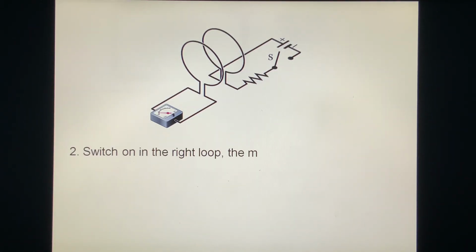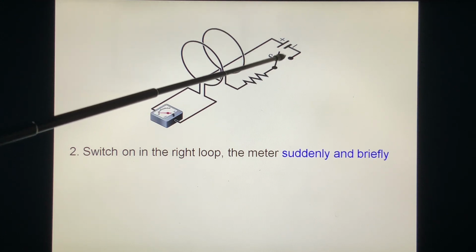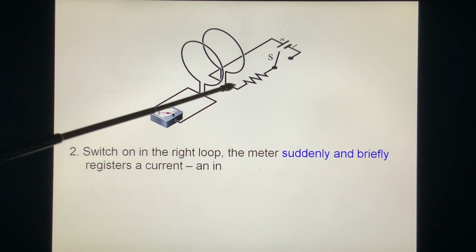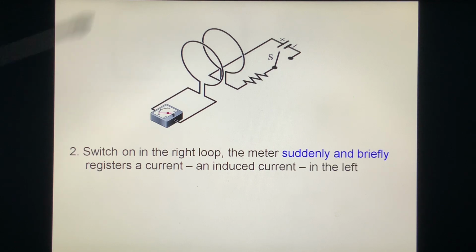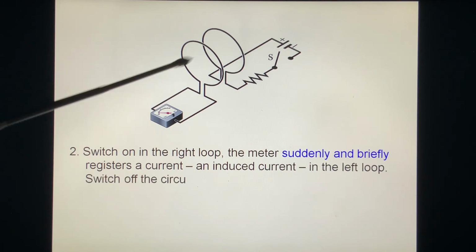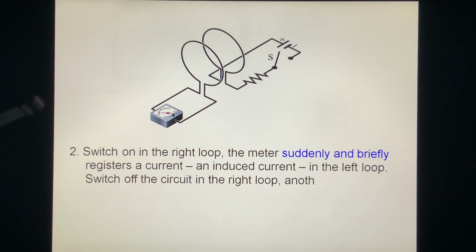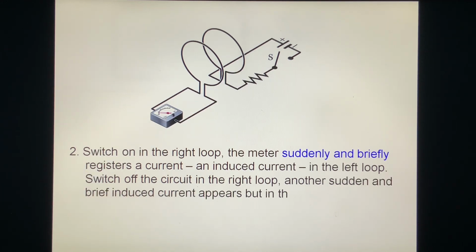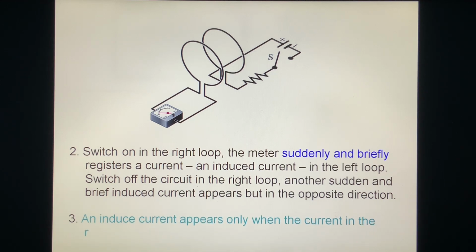Switch on the right loop. The meter suddenly and briefly registers a current, an induced current in the left loop. Switch off the current in the right loop, and another sudden and brief induced current appears, but in the opposite direction. Three, an induced current appears only when the current in the right loop is changing.